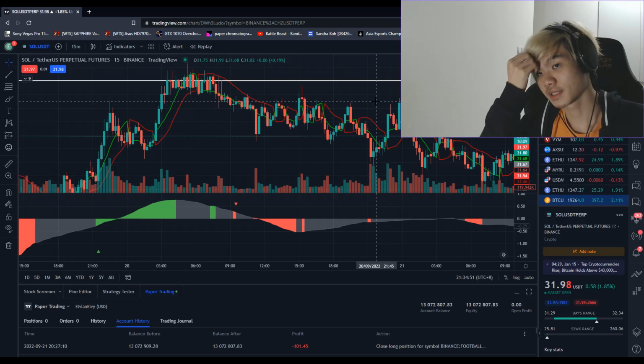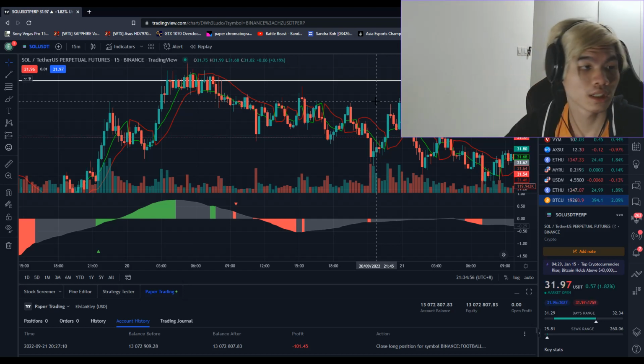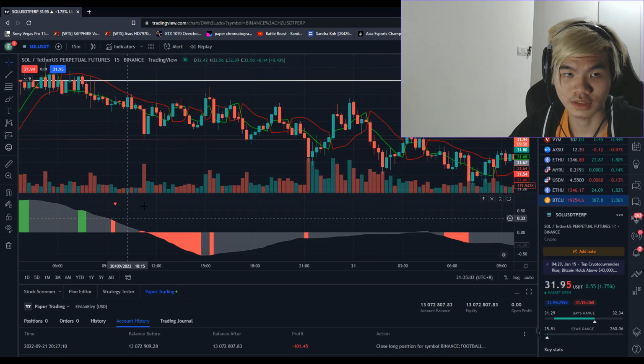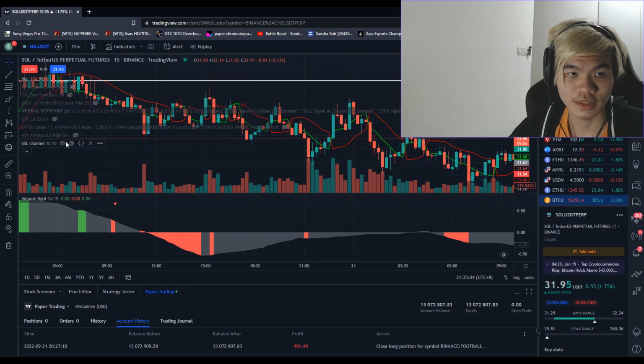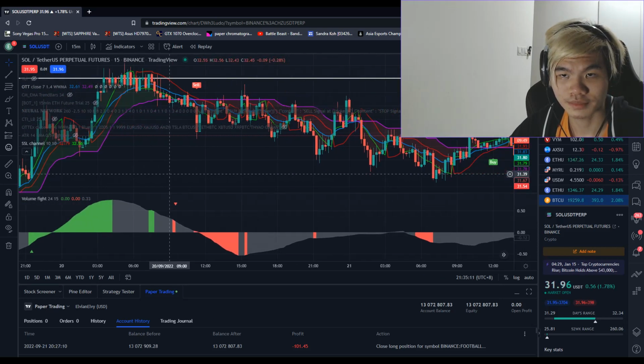Today I'll be talking about scalping. Today we'll be using three different indicators. Number one will be our trusty volume fight indicator, which is the one I'm using down here, the histogram. Then we'll be using the SSL channel along with OTT. We can turn off the volume indicator for now.